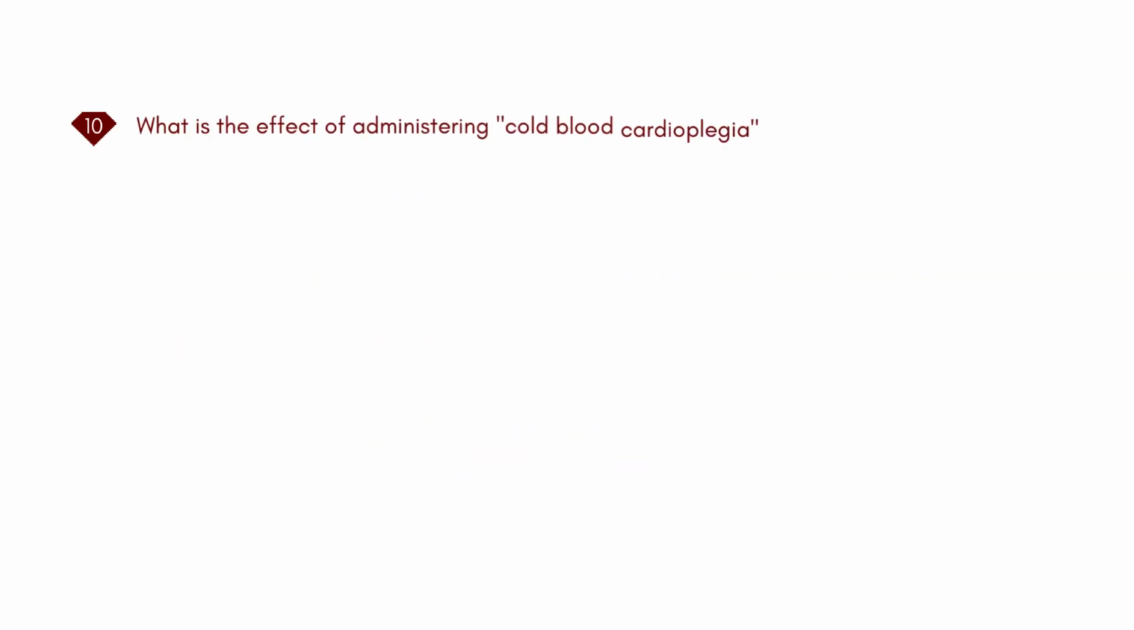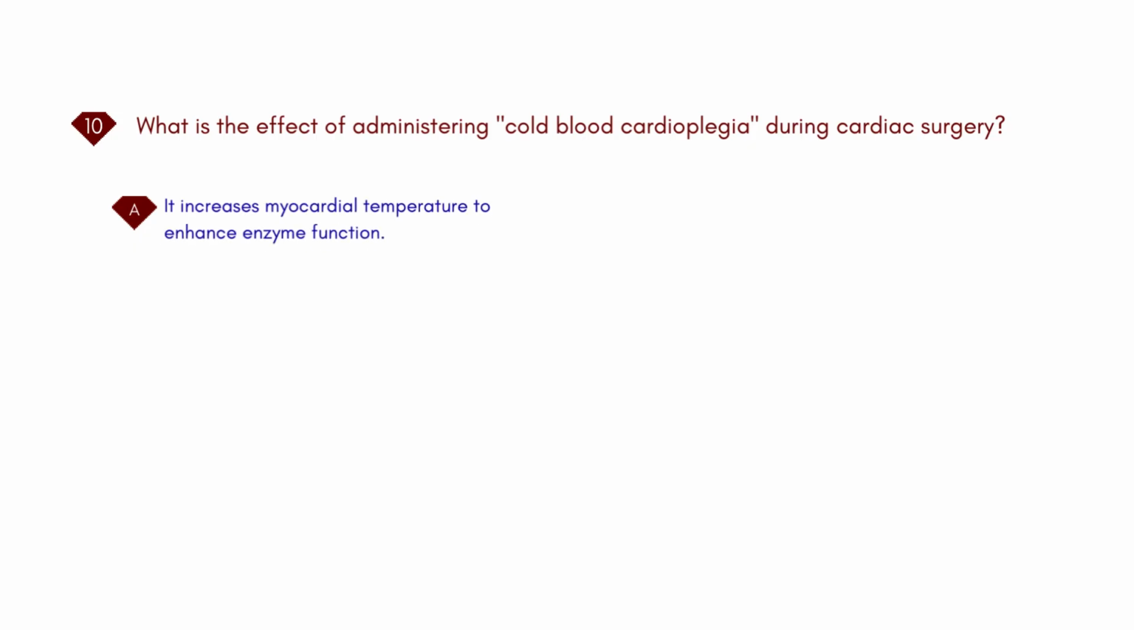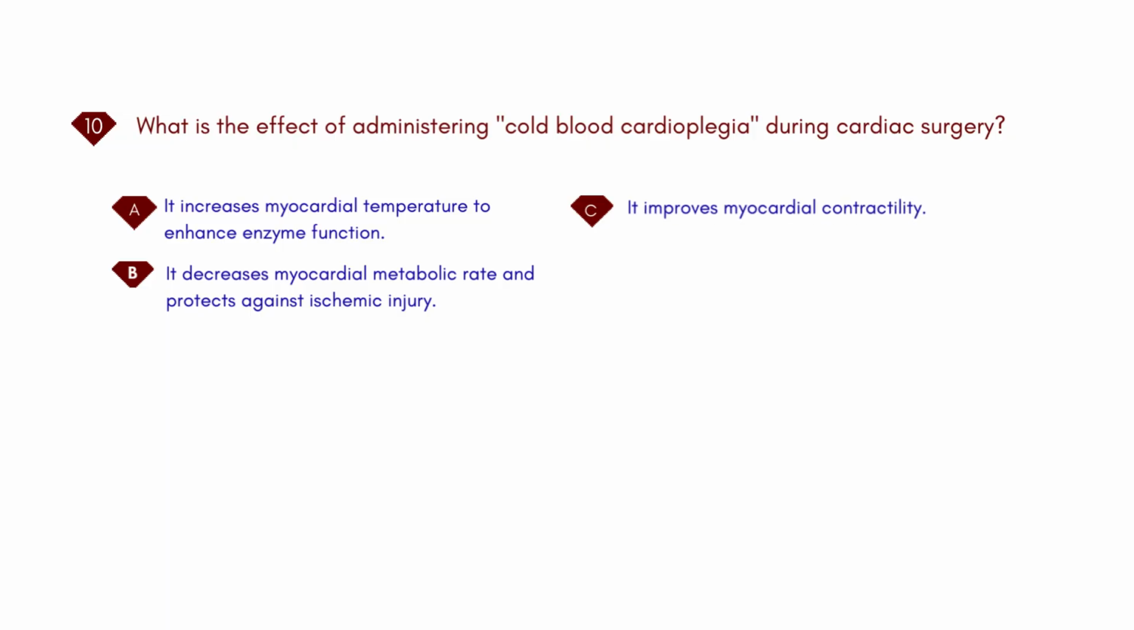What is the effect of administering cold blood cardioplegia during cardiac surgery? A. It increases myocardial temperature to enhance enzyme function. B. It decreases myocardial metabolic rate and protects against ischemic injury. C. It improves myocardial contractility. D. It increases heart rate and oxygen demand.